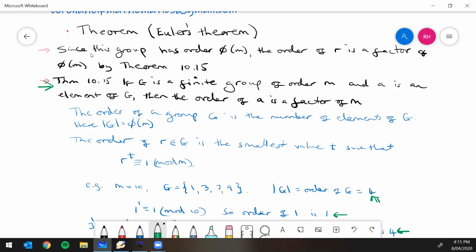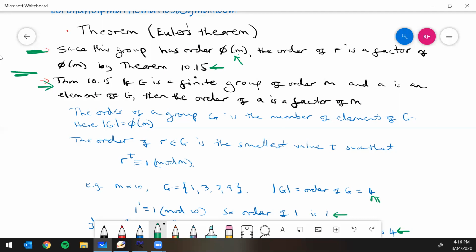So let's go back to the sentence that we're trying to come to terms with. We're up here now, since this group has order phi of m, the order of R is a factor or a divisor of phi of m by theorem 10.15. And you can read 10.15. So that basically explains that line. I think I'm pretty comfortable with that. I hope that's clear to you.